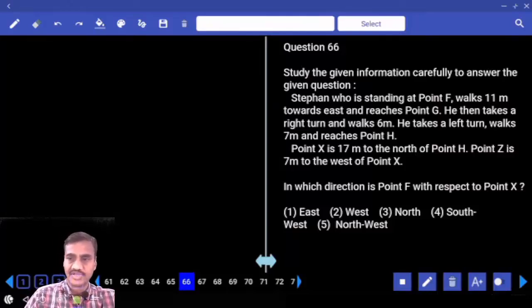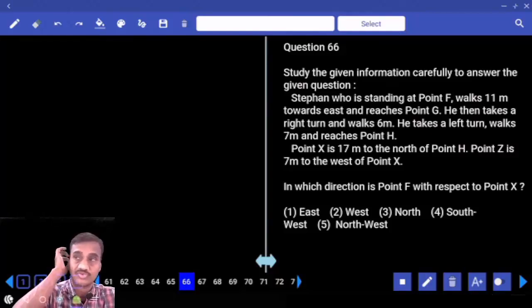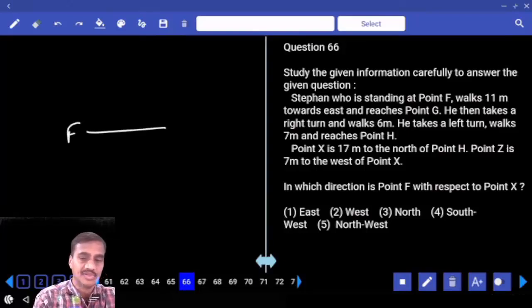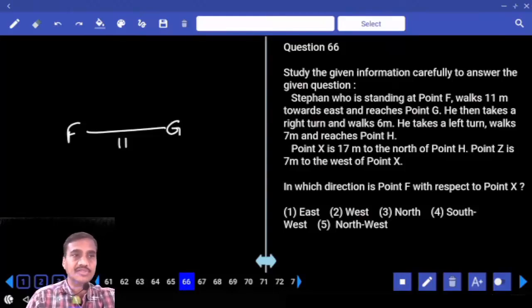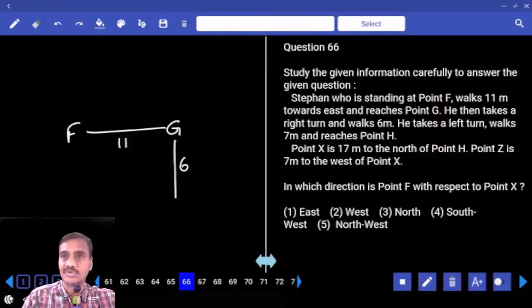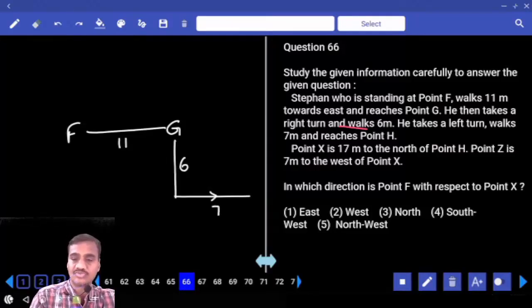Stephen, who is standing at point F, walks 11 meters towards east. This is the starting point of Stephen. From here towards east, 11 meters, and he reaches point G. He then takes a right turn and walks for 6 meters, that is, towards south. Then he takes a left turn and walks for 7 meters, and reaches point H.